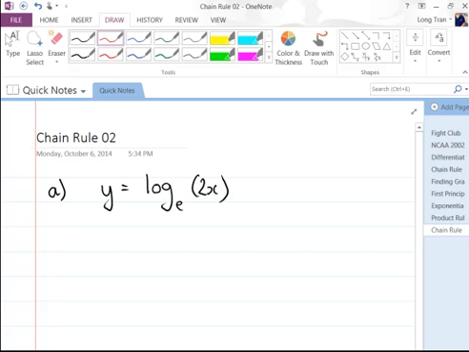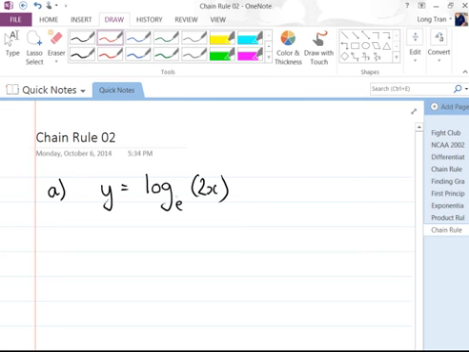Alright guys, so I'm just going to go through chain rule once more because I know it's the bread and butter of the topic, what you're going to be doing. So make sure you really understand chain rule here with transcendental functions. So let's have a look.